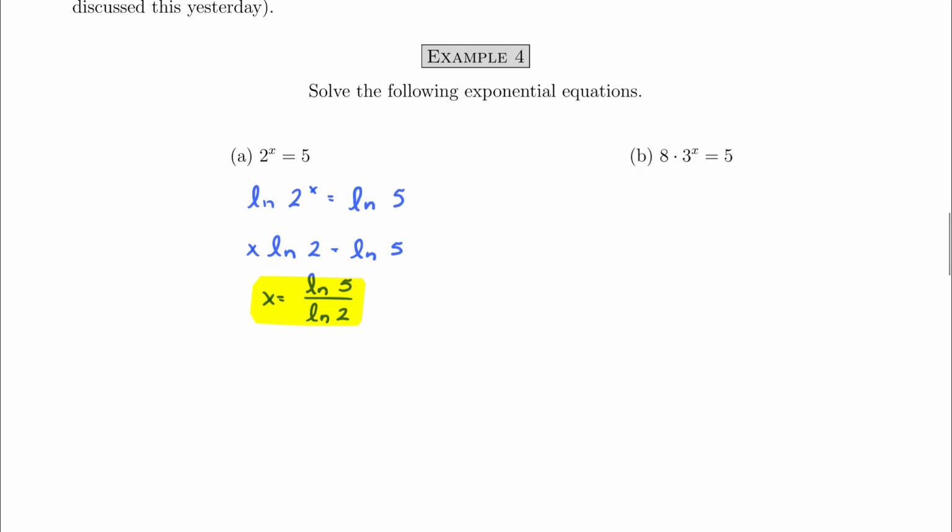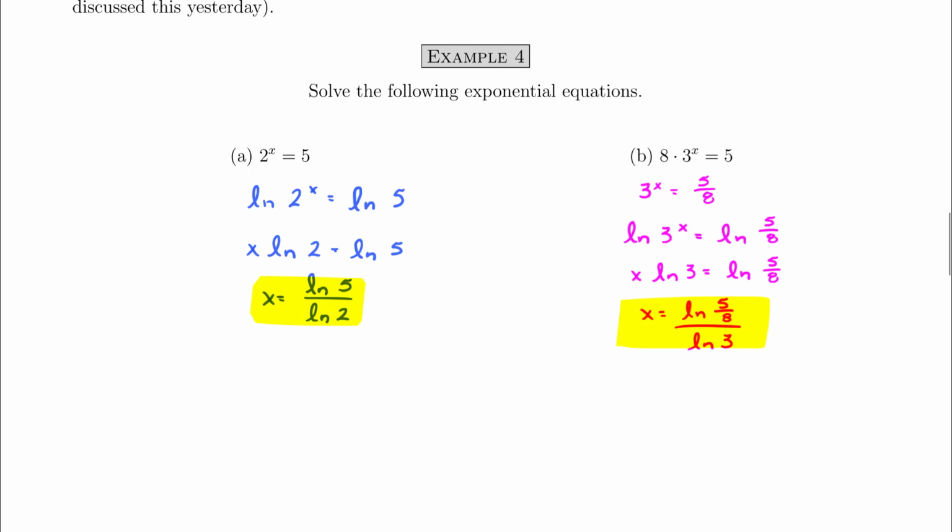Now with part B, we can still do the same thing, but what we need to do first is divide both sides by that 8. We want to get the exponential portion by itself. And then now we can proceed just as we did with part A of this example. So we can take the natural log of both sides. And bring the x down as a coefficient. And divide both sides by natural log of 3. And there's our solution.